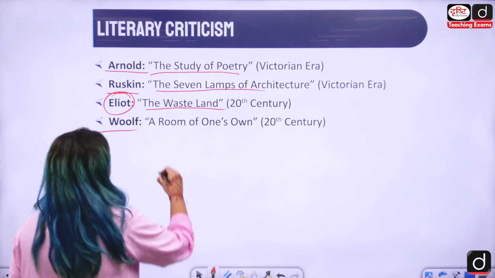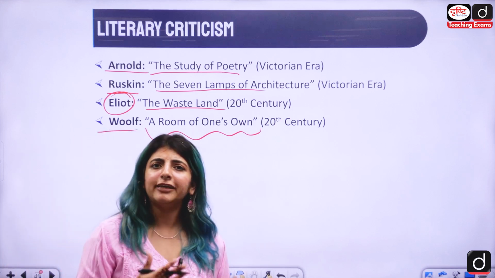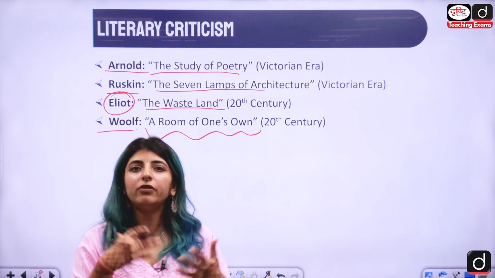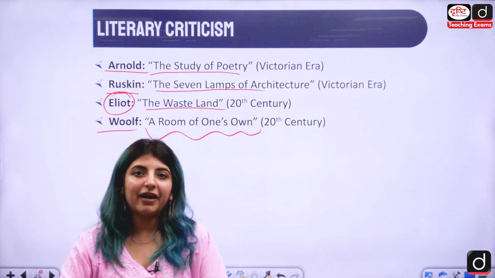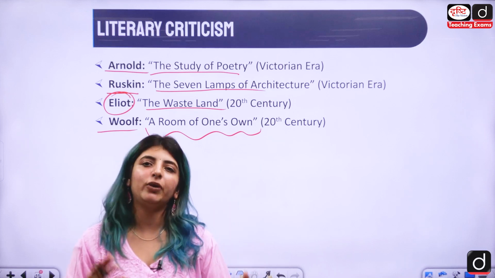Virginia Woolf, associated with A Room of One's Own, where she tries to talk about the financial independence that a woman should have, and a room there, the independence that comes with financial stability. This is a very prominent feminist oriented text.